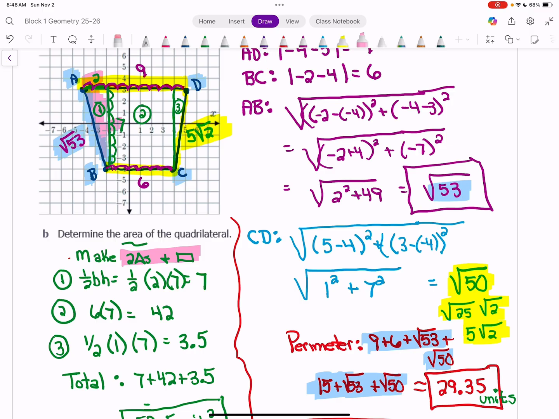And then part 2 is this rectangle, and it has a base of 6 and a height of 7.